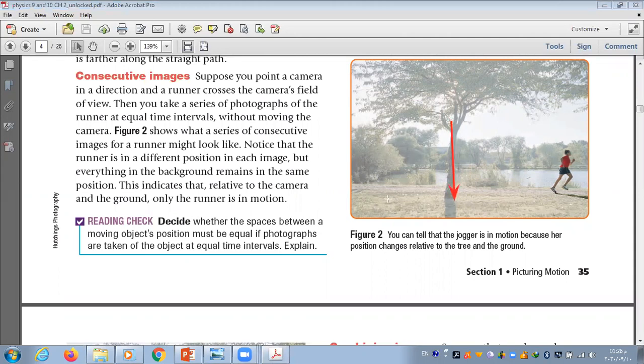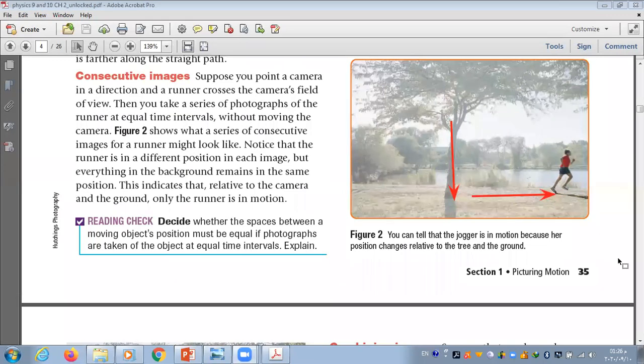The girl started from many points, and she is changing her position from the tree. So we use the tree. She is moving relative to the tree, or when we use the tree as a reference.